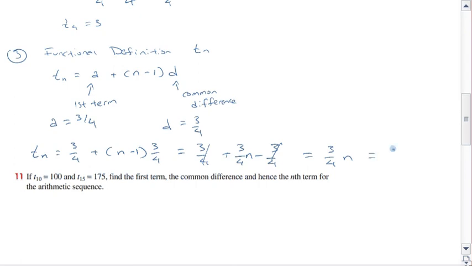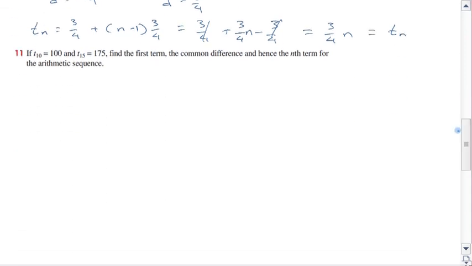So this was Tn. Okay, so now I want to move on to something slightly trickier, which is question 11 from that same set of exercises. So this question says, if T10, so the 10th term in the sequence, is 100, and T15 is 175, find the first term, the common difference. So the first term is T1, or that's the same thing as a, right? And then we want to find d, and then we want to find the nth term.